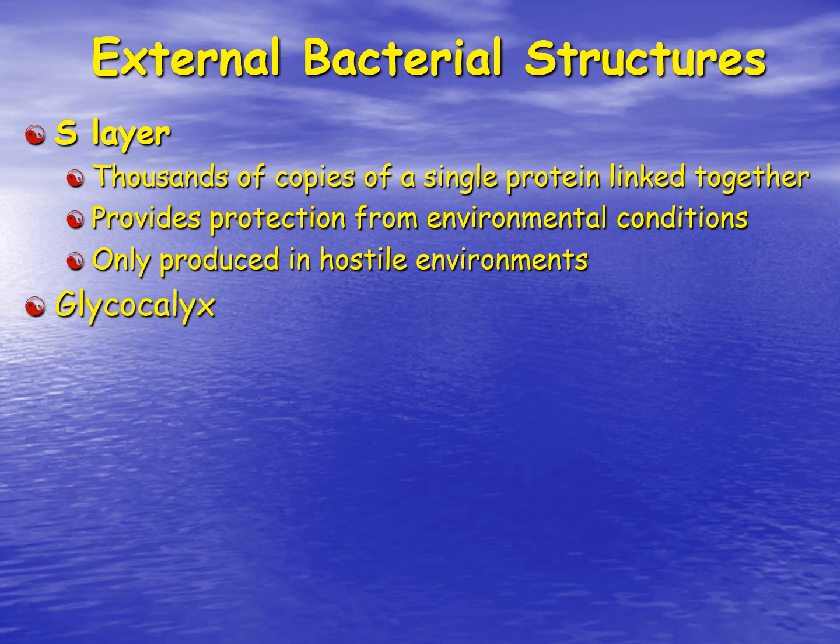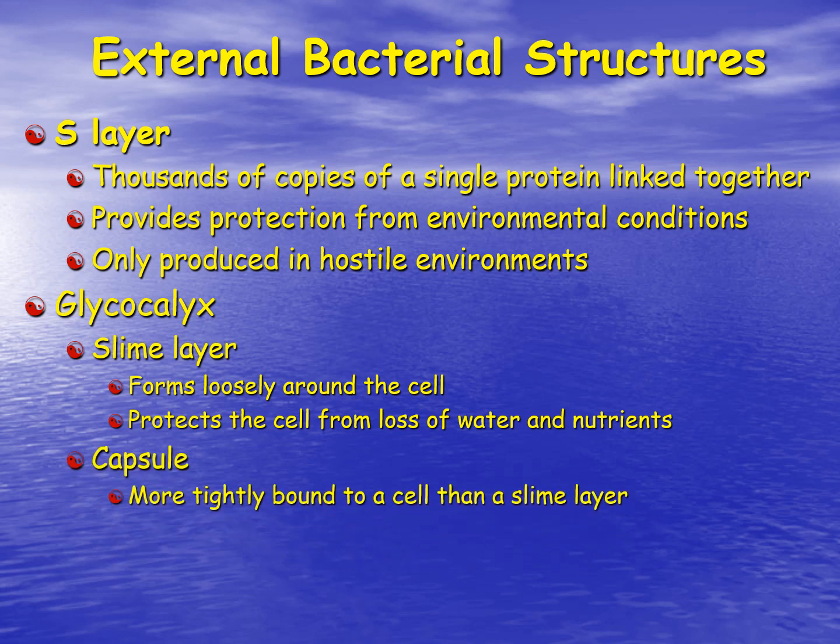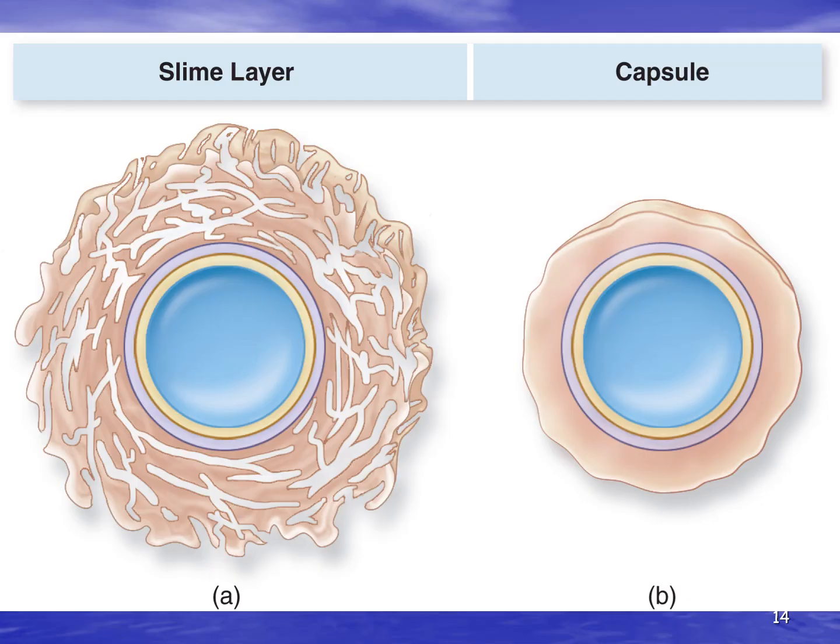The glycocalyx, however, is found in most bacteria in one form or the other. They can either produce what's known as the slime layer, which will form a loose protein carbohydrate structure around the outside of the cell, and typically this is fairly thin, and it will protect the cell from loss of water and nutrients primarily. Or they produce a capsule, which is a much more organized, more thickly bound glycocalyx than the slime layer. It's denser and thicker, and therefore a little bit more protective overall.